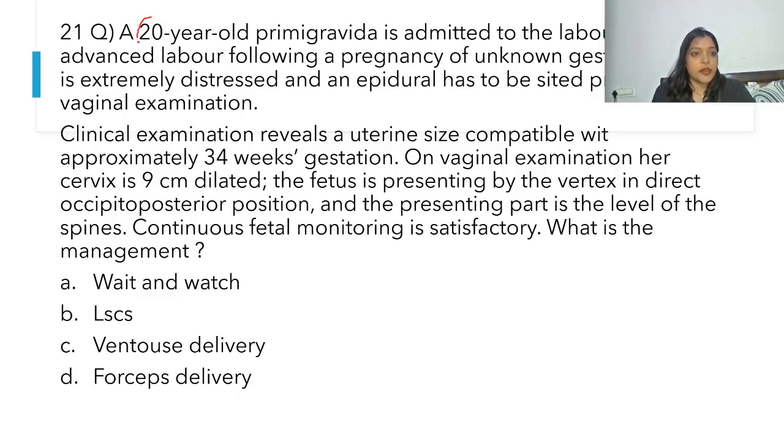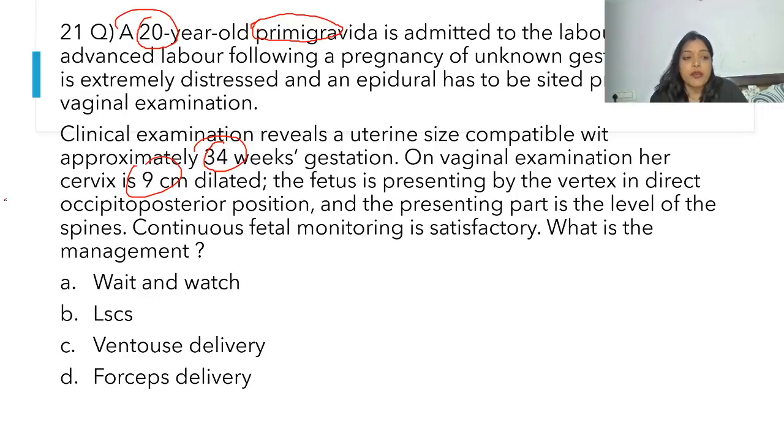she's a 20-year-old primigravida, and now she has come at 34 weeks. So she is preterm and 9 centimeters dilated with direct occipito-posterior. When a patient comes to you with direct occipito-posterior or any OP position, we are not going for any LSCS or instrumental delivery. We are first going to wait and watch.